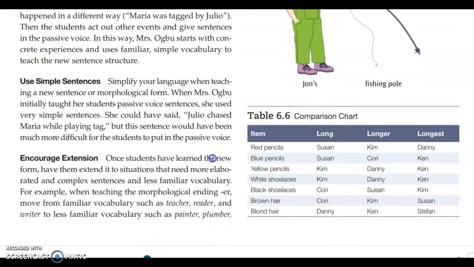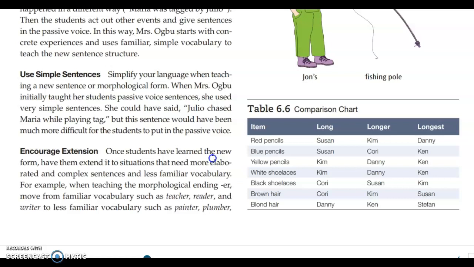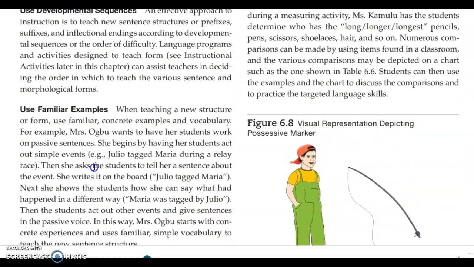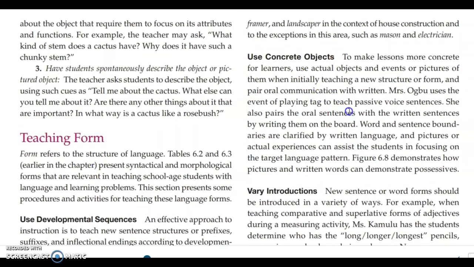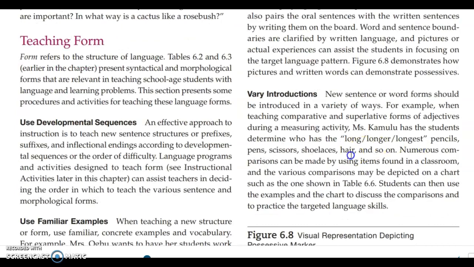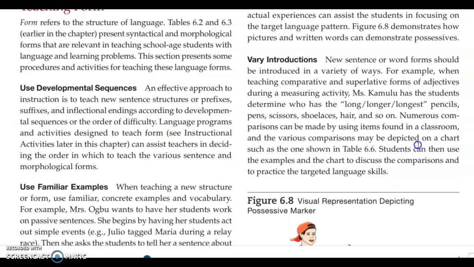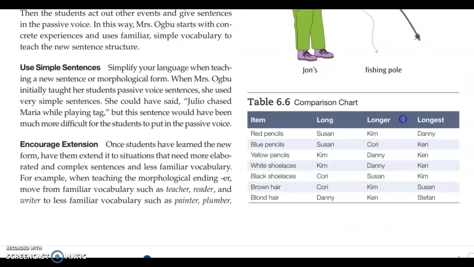So your textbook gives you some good ideas, which is why I wanted to alert you to this particular page number. Encourage extension and elaboration, just like what we've been talking about. And then use concrete objects as much as you can. I've also taken sentence strips and written words in sentences, and then cut the sentences into individual words, put them in a Ziploc bag, and then the students have to manipulate them around until they get the complete sentence, or the correct sentence, I should say. And vary introductions. Okay, so who has the longest pencils, pens, scissors, stuff like that, by making a comparison chart.